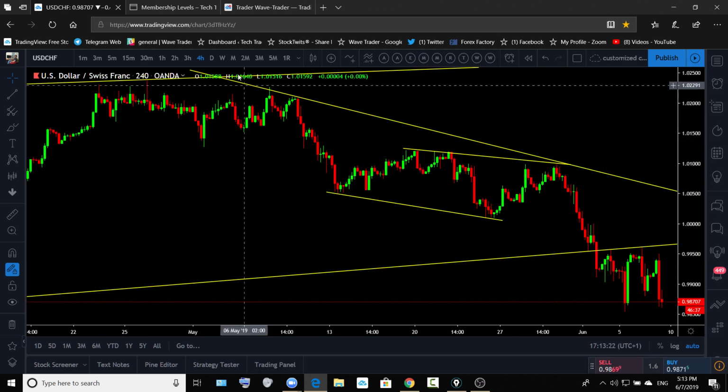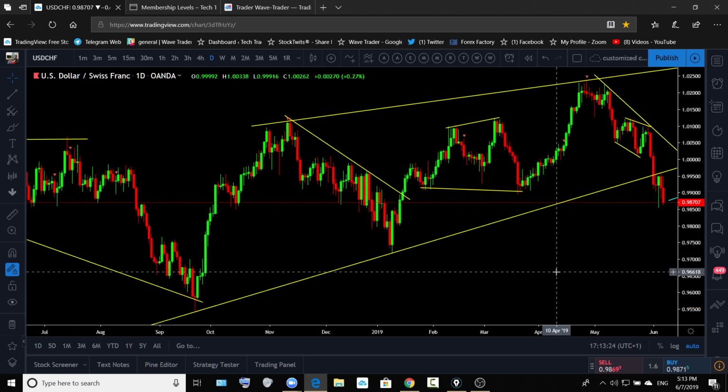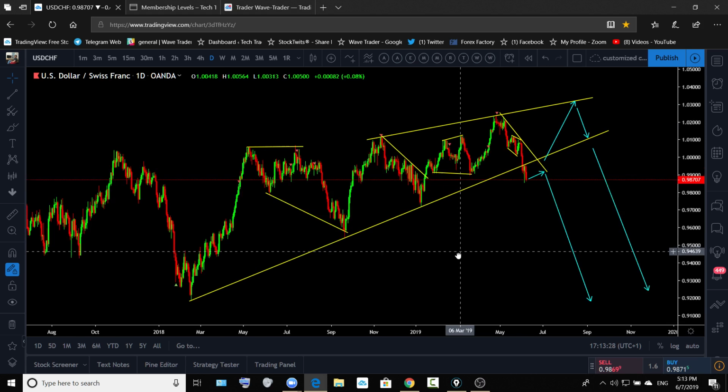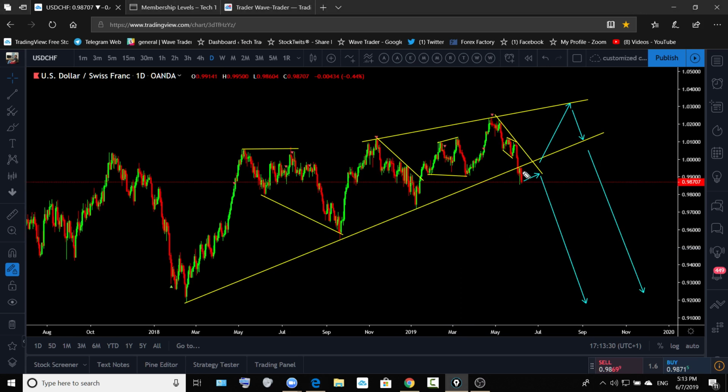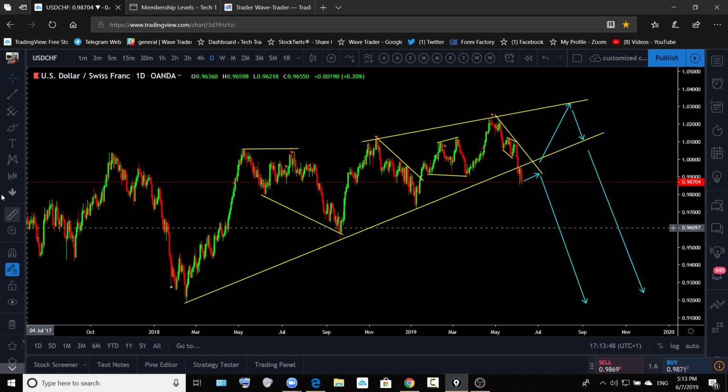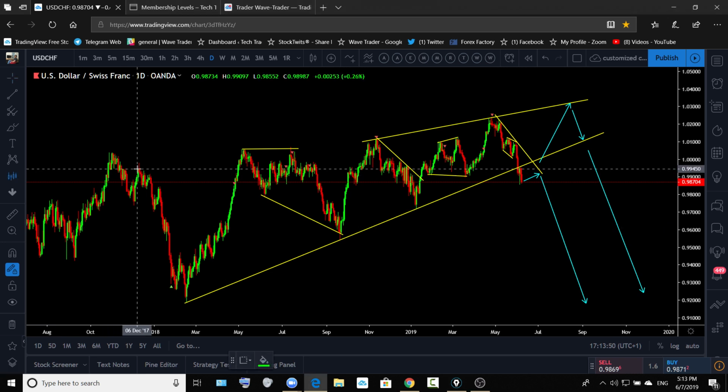All right, and almost very much similar on the dollar chief. Okay, so correct at this area and continue to the downside. Yeah, or bounce off, go back up, and then drop. So this is a longer term structure. Price is going to behave according to that.